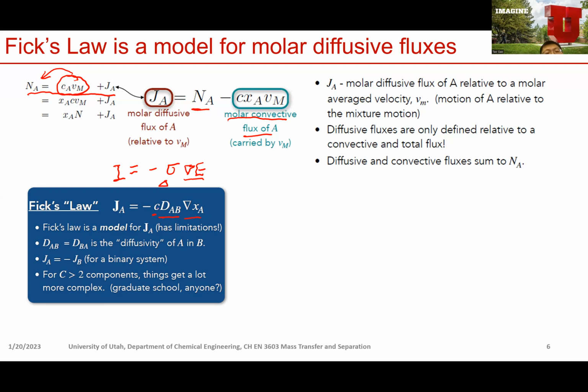So what we can see here is that we can interpret grad XA, the gradient of the molar fraction of A, to be the driving force to drive this mass flux, the diffusive flux of A, and the diffusivity is basically the conductivity, right? So the higher diffusivity you have, the easier it is for species A to diffuse. Okay.